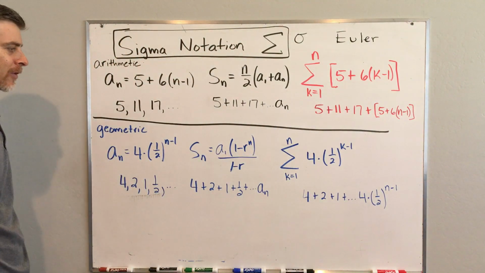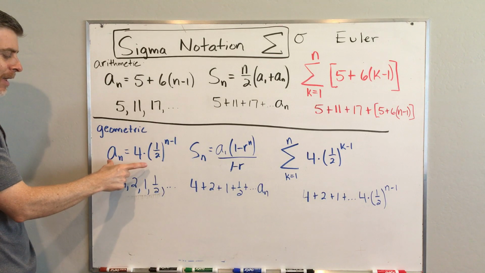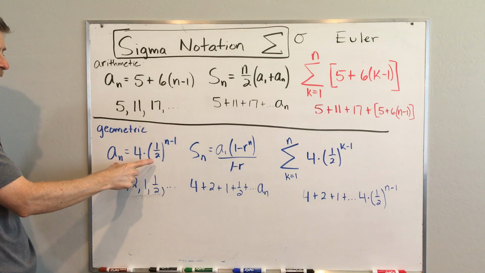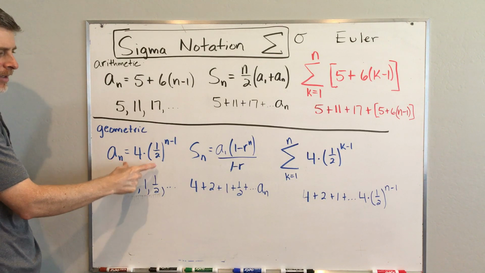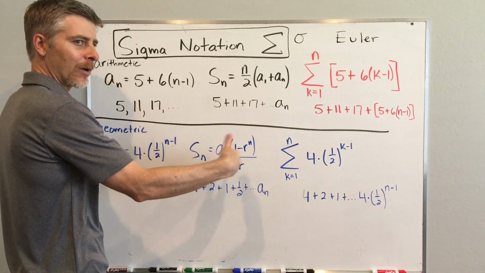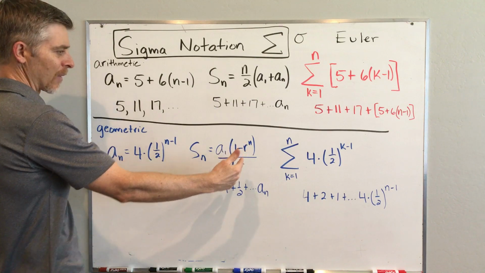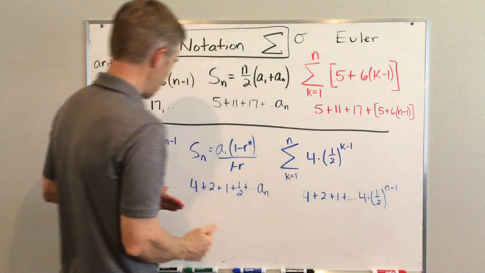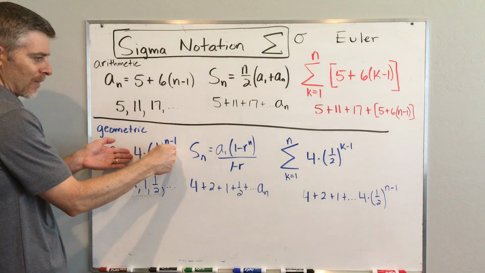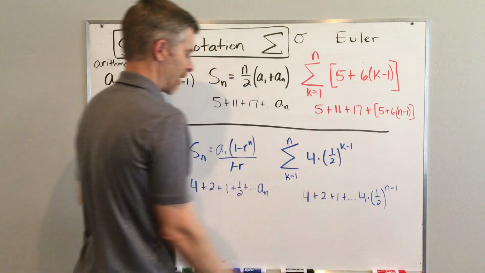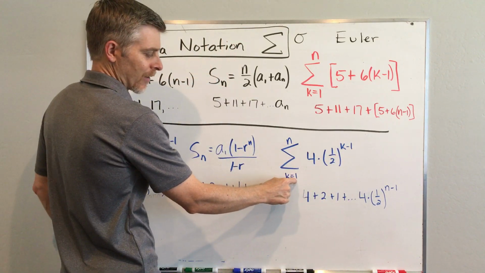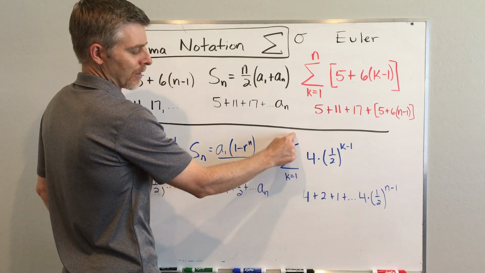Same thing for a geometric series. Here's how to get the nth term in a geometric sequence. Here's how to add up all the terms in a geometric series. And then sigma notation again combines the two. So we're going to take this part and put it after the sigma, and then this tells me where to start and where to end.